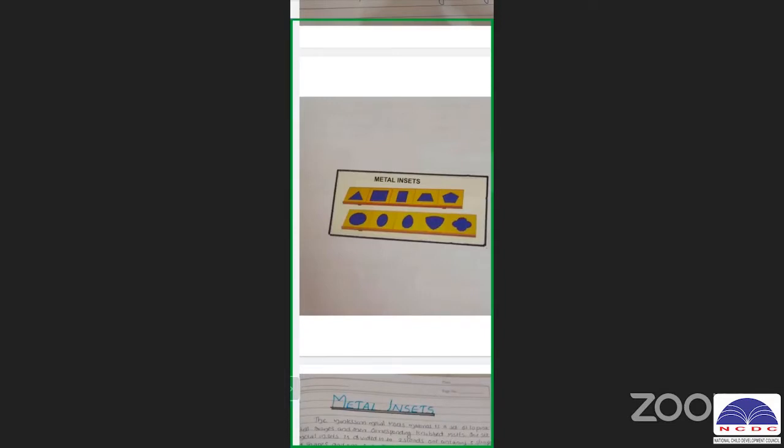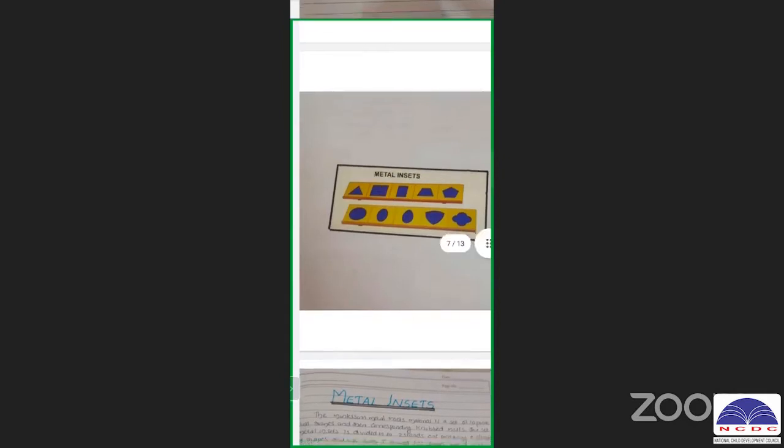Their pencil grip will be improved, their movements will be improved, so that it also helps in improving their writing skills. Also they get a different kind of knowledge about the shapes, and hand and eye coordination will be improved, and their pencil grip is also improved.